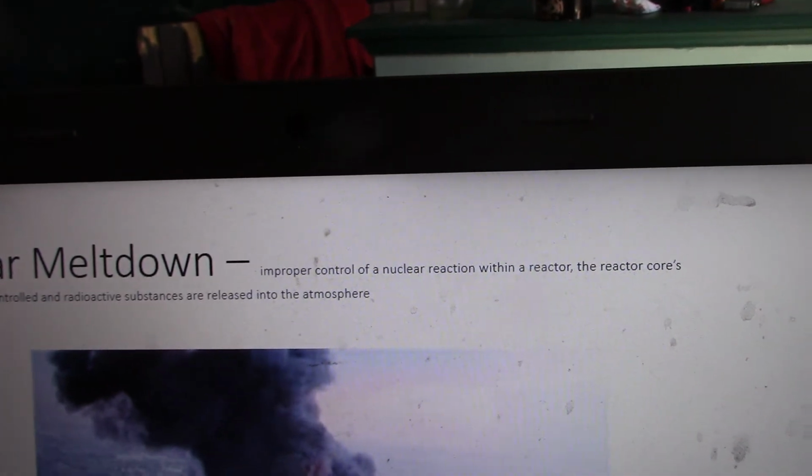The Fukushima reactor contaminated soil from about 10 square kilometers away, and it's still leaking today. So radioactive waste is being leaked into the Pacific Ocean right now. We haven't been able to control that. So that is improper control of a nuclear reaction.